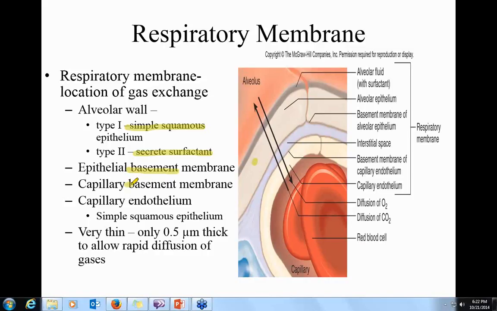Then you have a capillary basement membrane. And the reason why you have that is because the capillary itself is made of simple squamous epithelium. And here is your capillary right here. So basically, the gases have to pass through 2 layers of simple squamous. And altogether, that's only about 0.5 microns thick. A micron is a millionth of a meter, so less than that. Now, because it's so thin, that's going to allow gases to diffuse more rapidly and more efficiently.